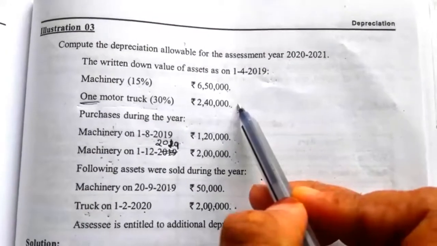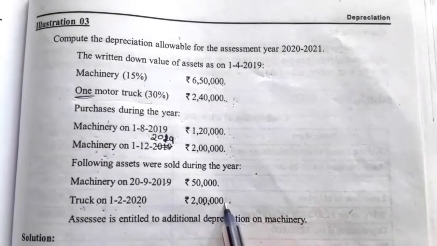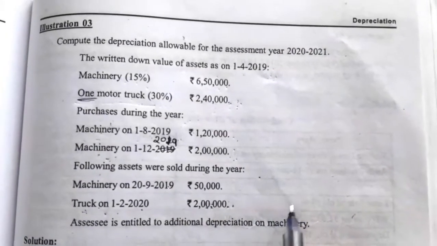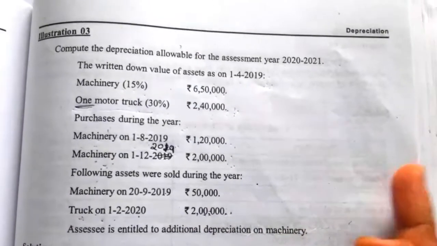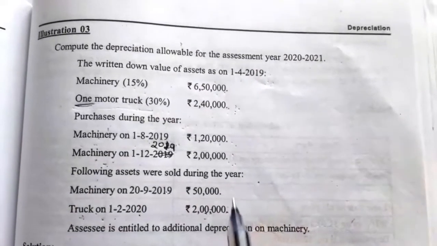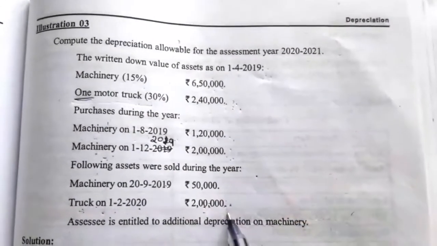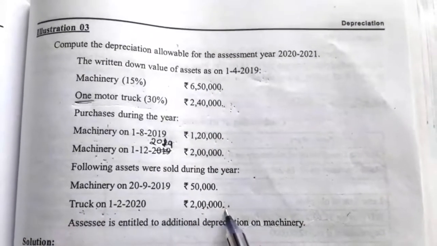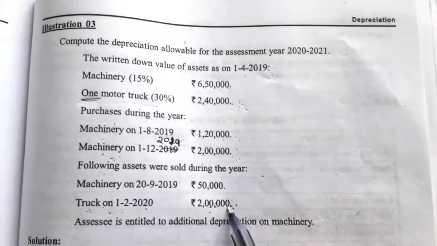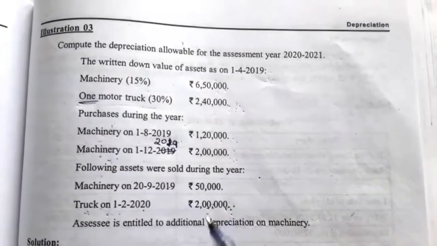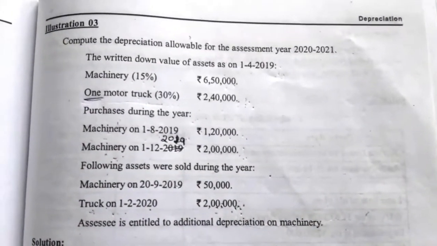It means this business had only one motor truck and that is also sold for rupees 2 lakh. So there is no asset to charge depreciation. In the case of the motor truck, we can't charge depreciation because there is no asset here. We had one asset in the beginning of the year, but during that previous year the asset has been sold. So when there is no asset in that block, we can't charge the depreciation. So depreciation will be nil in case of the motor truck.